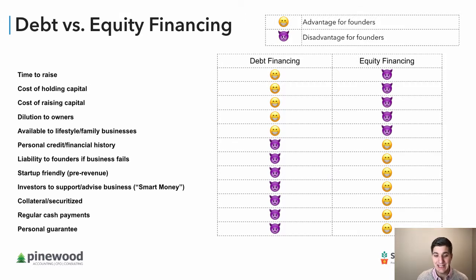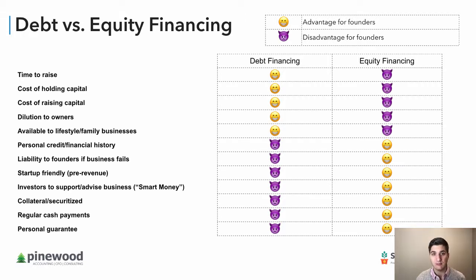So let's look at the first one, the time to raise. Typically, it's easier and quicker to raise debt than it is to find an equity investor. You can go to a bank, there are online lending companies, there are credit cards. You can get many forms of debt financing rather quickly.